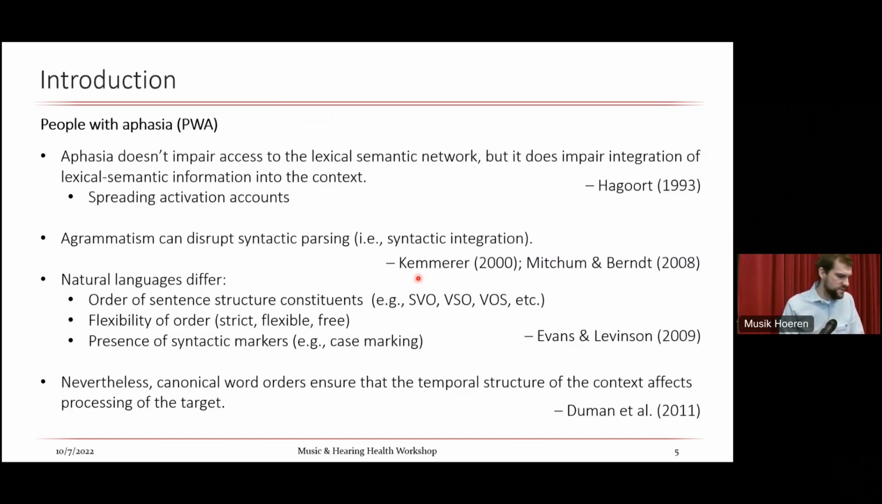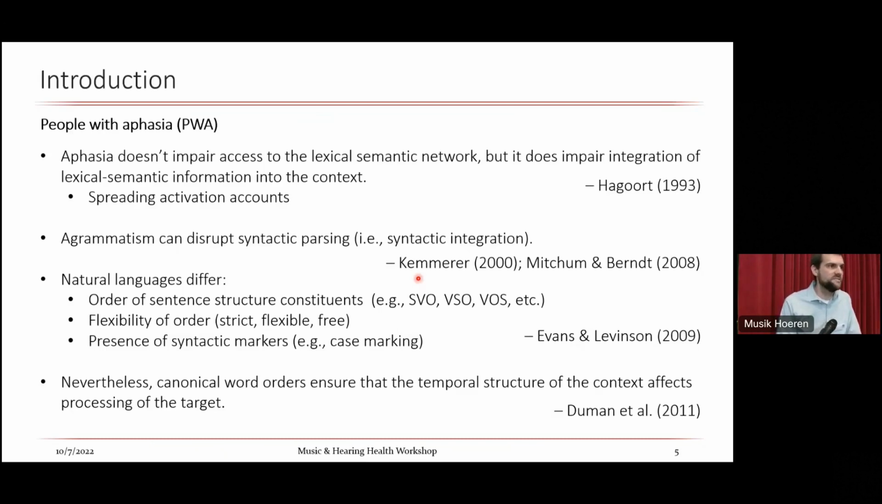Another point that gets made is that agrammatism can disrupt syntactic parsing, or what's sometimes called syntactic integration, so that you actually struggle to build this sort of tree where you realize this is a noun phrase and what follows a noun phrase is a verb phrase, et cetera. That kind of structure building doesn't necessarily happen in the same way for people with aphasia as it does for neurotypicals.